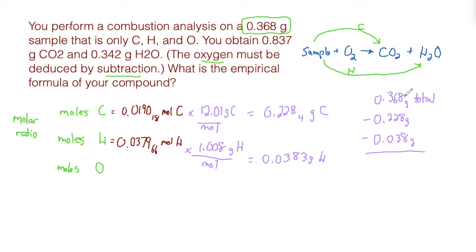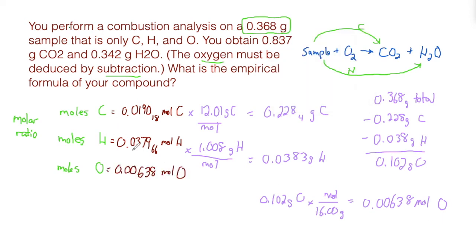So if we take the total amount of sample that we analyze, 0.368 grams, and we subtract the amount of carbon and the amount of hydrogen that are in there that we just figured out, then we are left with 0.102 grams of oxygen in our sample. The 0.102 grams of oxygen represents 0.00638 moles of oxygen in our compound. So now we have a molar ratio of carbon to hydrogen to oxygen in our compound. But we need to get these to be more normal looking whole numbers first before we can try to make a formula out of it.